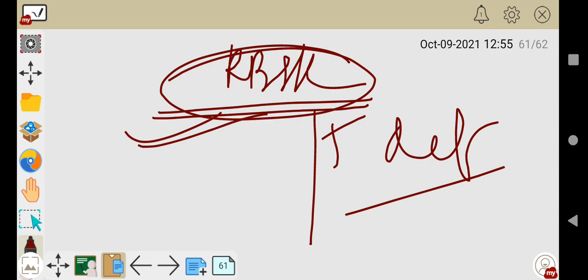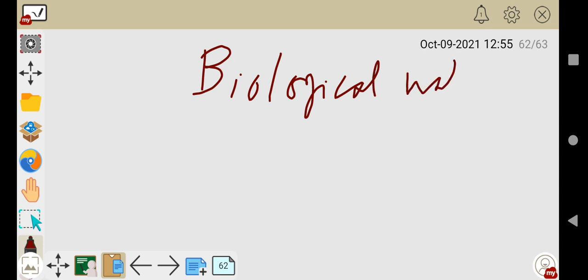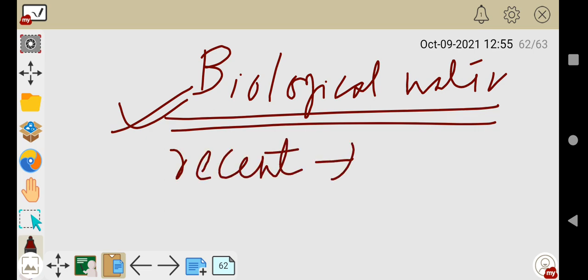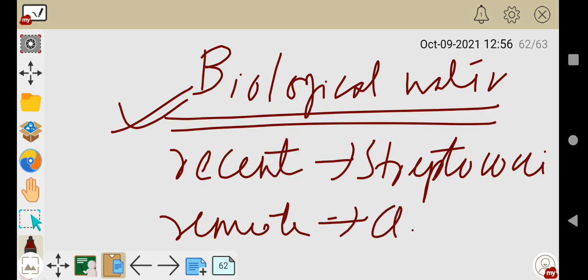Yes. So next I will talk about biological indicators of water. Biological indicators of water. This has been asked in your UPSC CMS. So first one is recent. For recent, you will look for fecal streptococci. This will tell you the quality of water. And for remote, you will check for Clostridium perfringens. Okay.